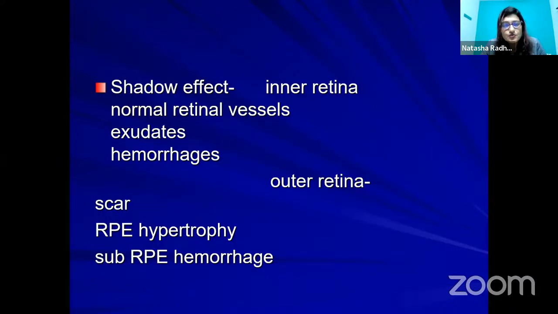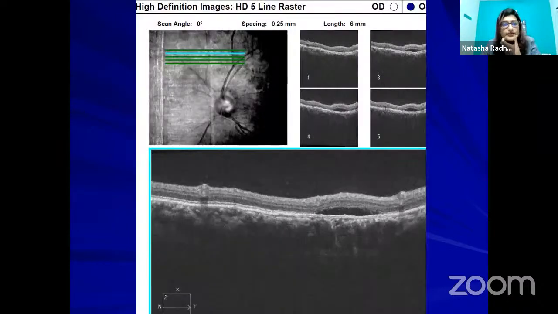Shadowing effect. What all can produce shadowing effect? Normal retinal vessels can produce shadowing effect that can easily be mistaken to be an abnormality. Hard exudates produce shadowing. Hemorrhages produce shadowing in the inner retina. In the outer retina, scars, RPE atrophy, and sub-RPE hemorrhage usually cause shadowing. Now look at this picture. Here, what you're seeing as a shadowing is the scan that is across the blood vessel. So that is the shadowing effect of a normal blood vessel.